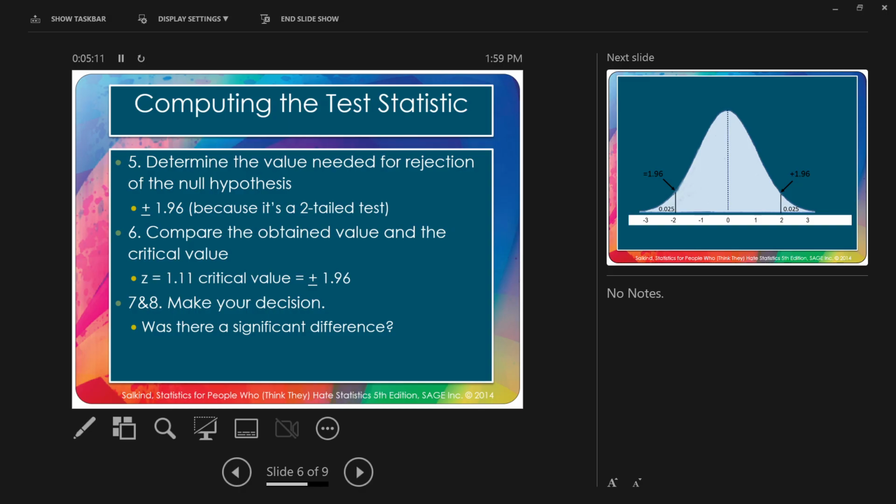In step 6, we are to compare our obtained value with our critical value. So our obtained value was 1.11. Obtained value is another way of saying our z-value in this example. So we're comparing our obtained z-value and the critical value of 1.96. And then we have to ask, which one is greater. The critical value is greater in this case. 1.96 is larger than 1.11. So that means that there were no significant differences in this example, and therefore the null hypothesis is going to be the most attractive explanation.